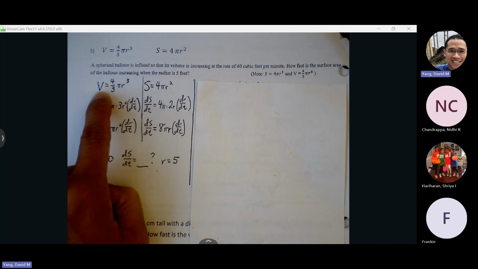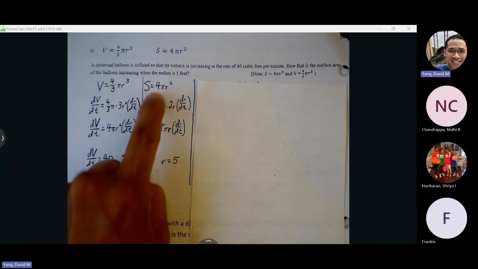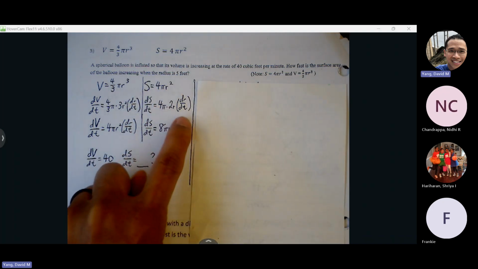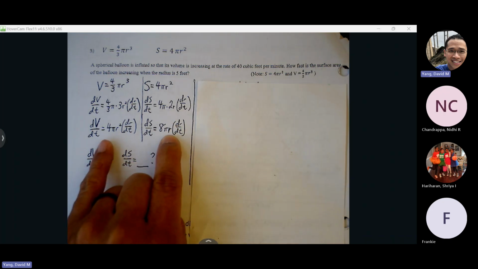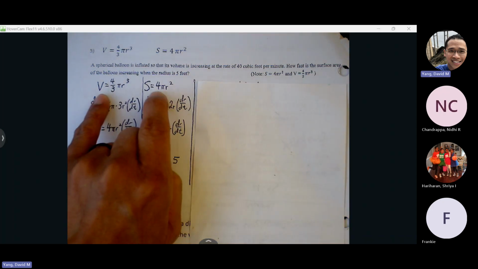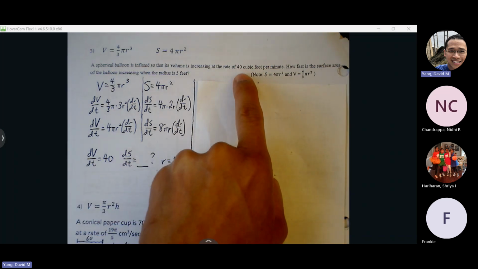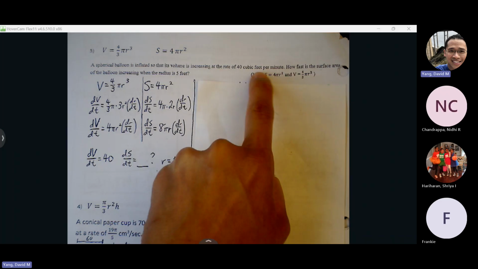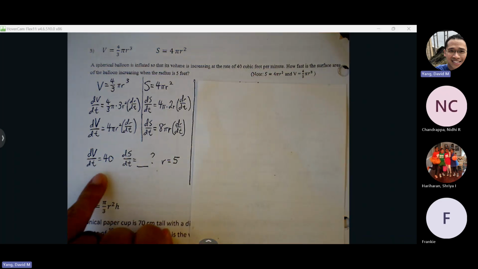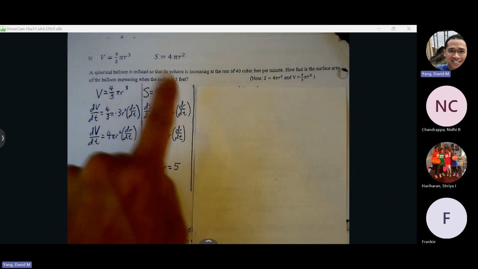So starting off with the derivative here, V becomes dV dt, 4/3 pi stays, r cubed becomes 3r squared dr dt, S becomes dS dt, 4 pi stays, r squared becomes 2r dr dt. If we do some cleanup, then we have equations for dV dt and dS dt, as well as volume and surface area. dV dt is 40 because we see the volume is increasing by 40 cubic feet per minute, so it's going to be a positive 40. How fast is the surface area increasing? We're looking for dS dt, and the radius is 5.